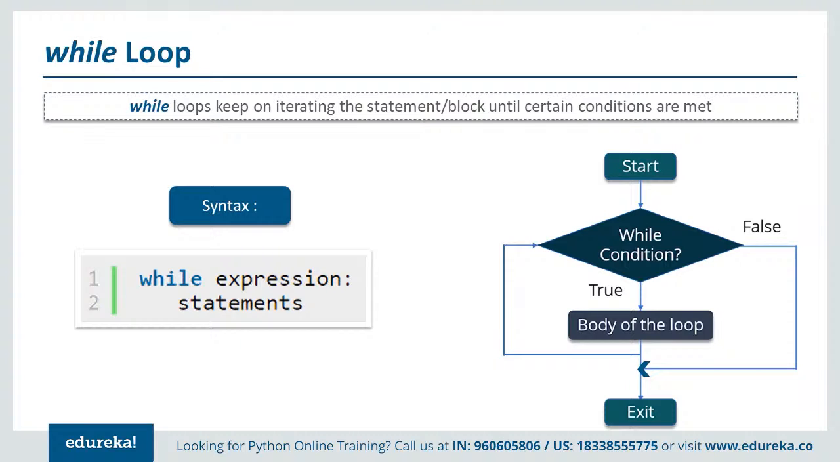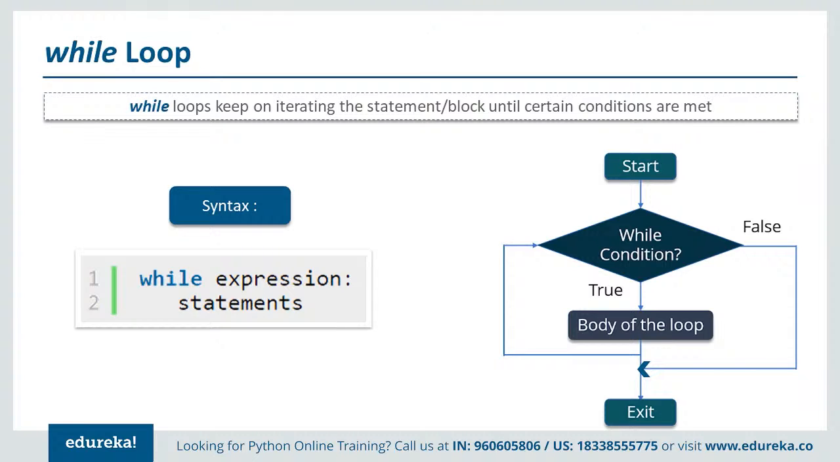So let's see the particular flow diagram here. We will start here, and depending on the while condition, we will see what really happens. If the condition is true, if for any reason the condition is not met yet and is still true here, then a set of statements or a block of code is executed, and it will keep on executing, unless and until the condition is false.